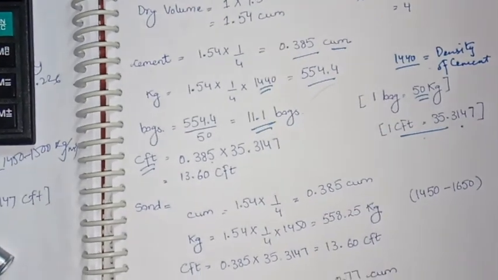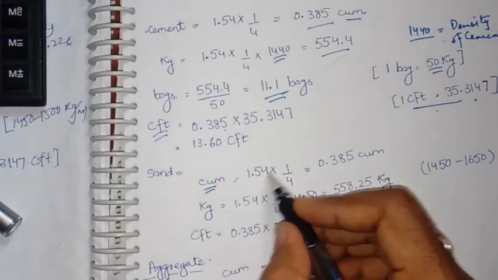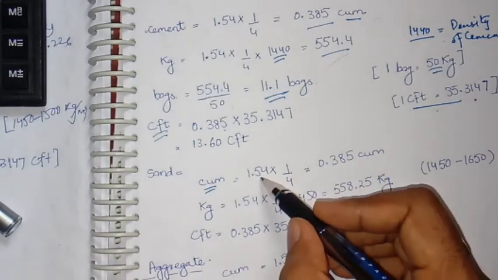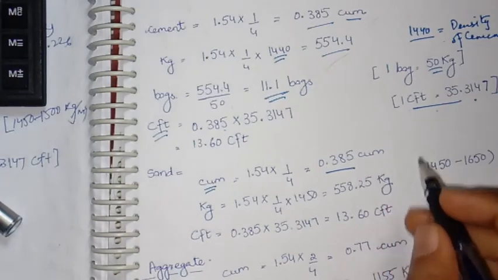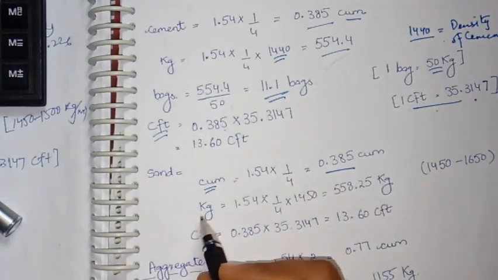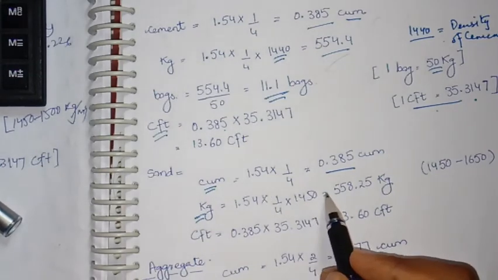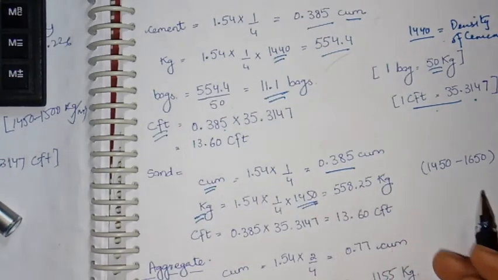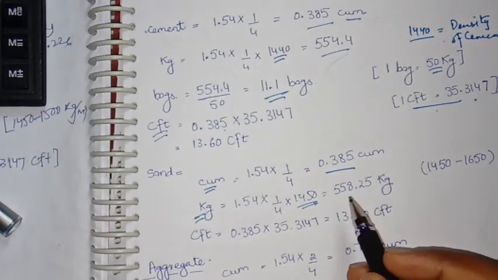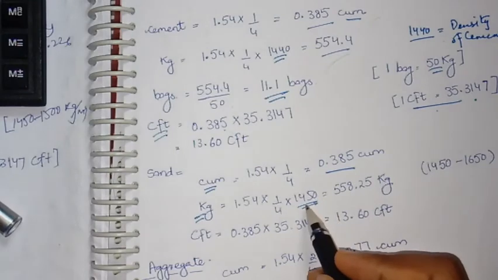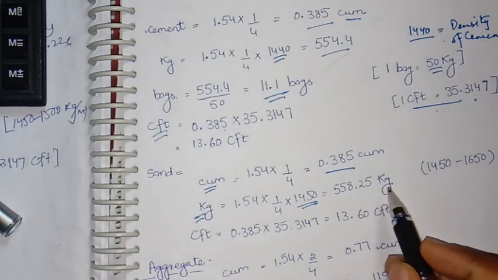And if I talk about sand, to calculate the cubic meter, it is simply 1.54, that is the dry volume, multiplied by 1 by 4, and I got the answer 0.385 cubic meter. And if I want to know about kgs, simply 1.54, 1 by 4 and 1450, which is the density of sand. The density of sand varies from 1450 to 1650, so I just took 1450. Just by multiplication I got the answer 558.25.